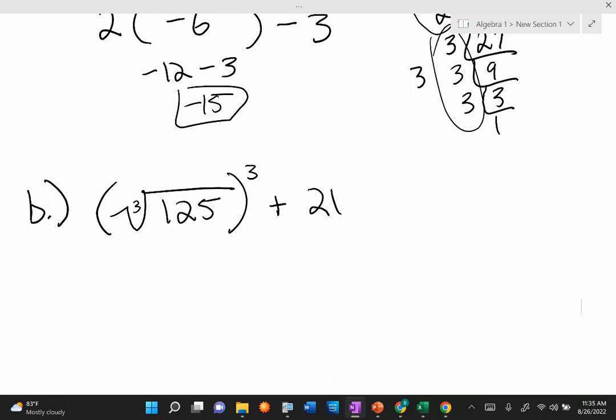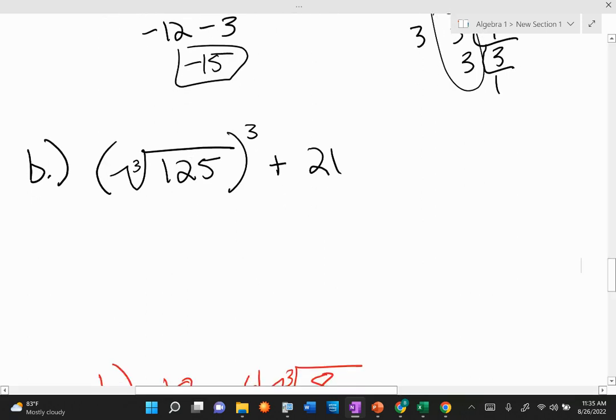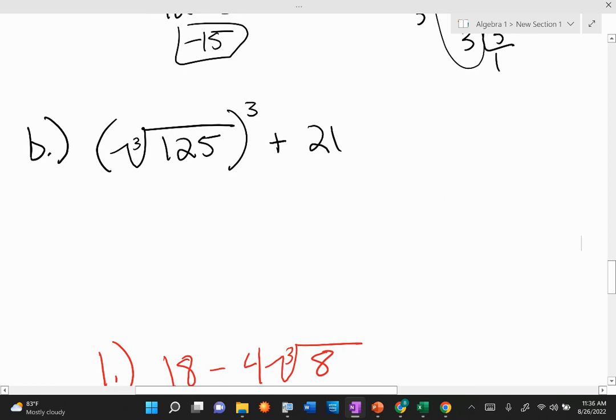Okay. So we have in parentheses the cube root of 125, close parentheses, all of that cubed, plus 21. I will show you how you should go about working it. It's not complicated. I'm sure most of us figured it out. It just takes a few steps.